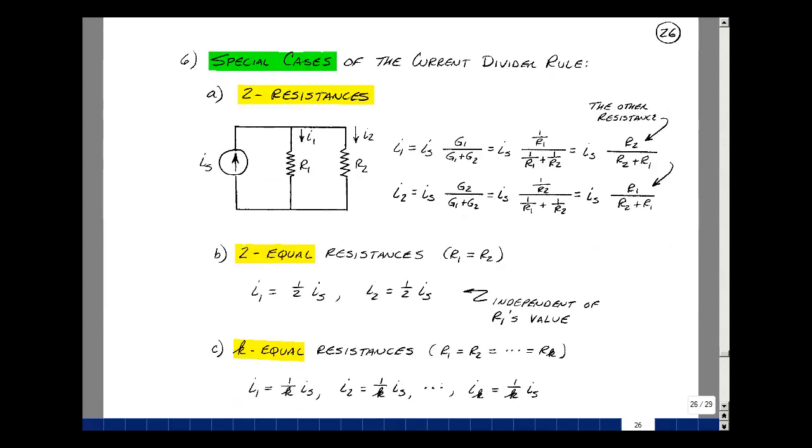Just like the voltage divider rule, there are special cases for the current divider rule. Let's take a look at a couple of these. Suppose I have two resistances in parallel, R1 and R2, and in parallel with that a current source I sub S. Let's find the current in R1 and R2.